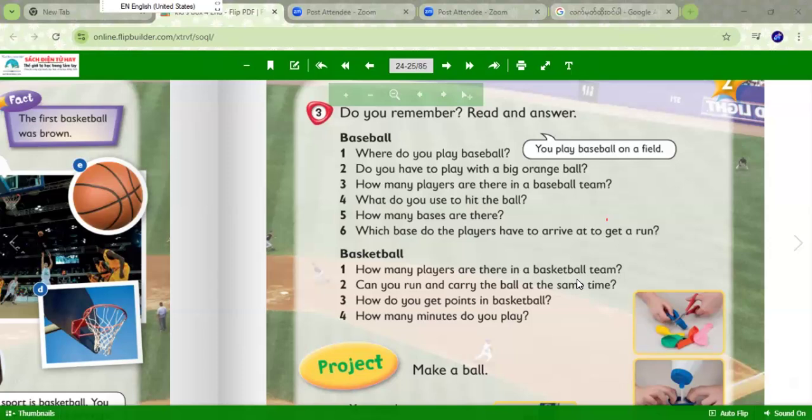How many minutes? Yes, exactly, 40 minutes. 45 minutes? 35 minutes? 45? 40.